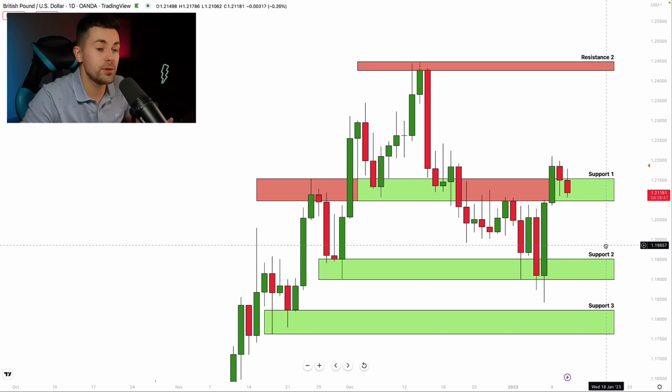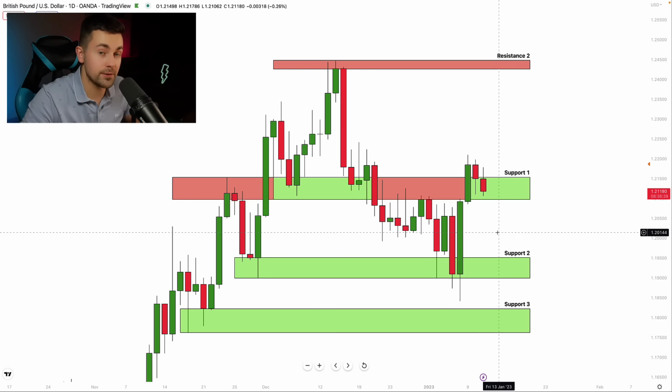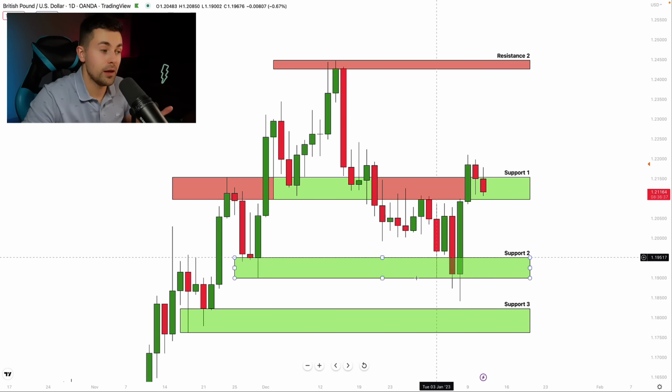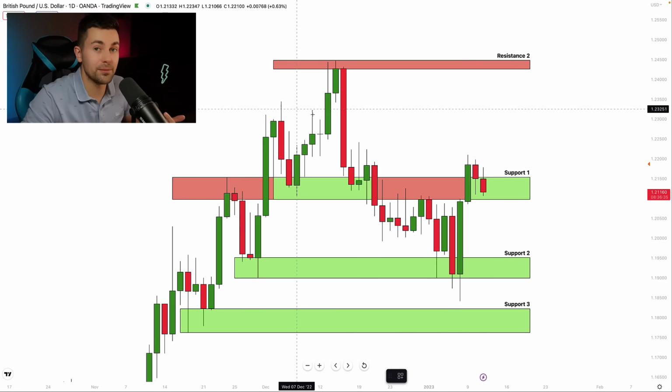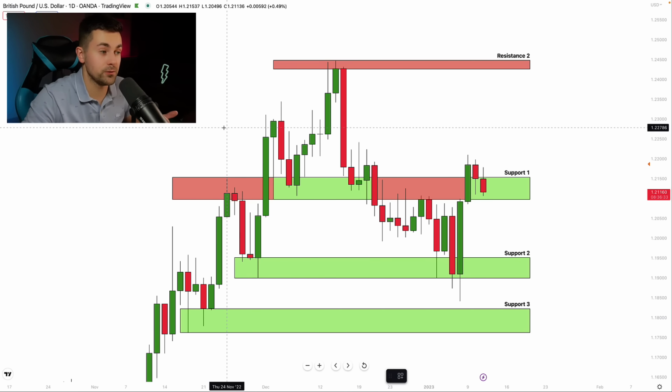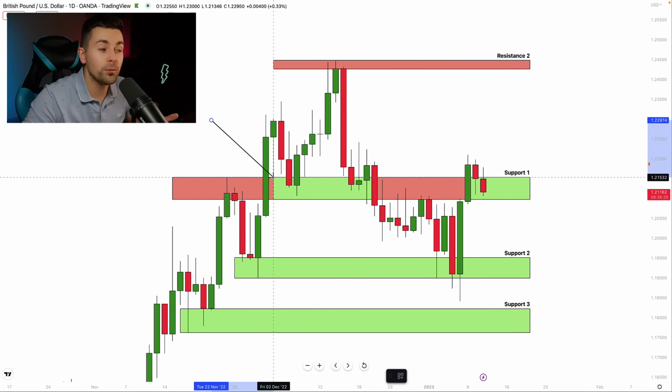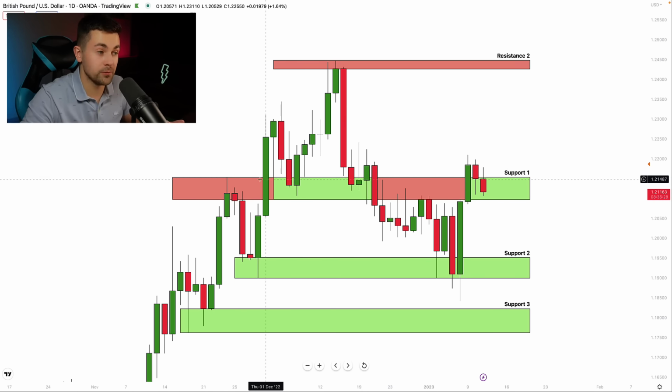And here on pound dollar, I have analyzed the key levels for you. And the main element of all the structures is that they are all based on the historical price action. For example, let's take that structure right here.